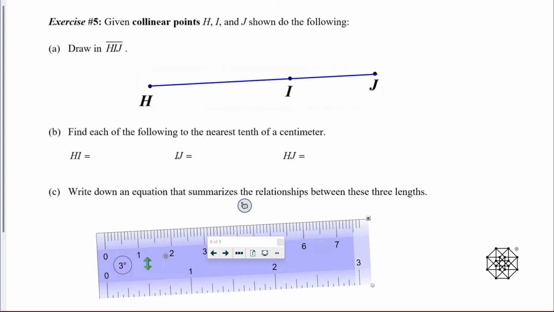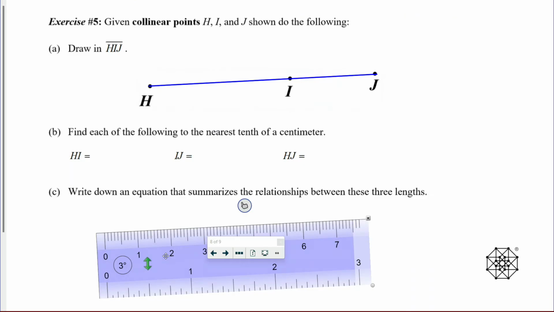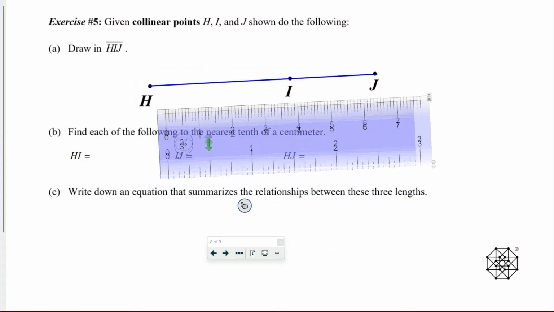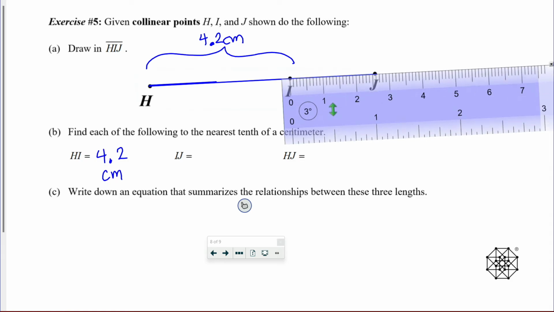Now let's take a look at letter B. Find each of the following to the nearest 1/10 of a centimeter. All right, why don't you pause the video and go ahead and find each one of those distances, slash lengths. All right, well first, let's talk about HI. HI is the distance between point H and point I, and that looks like 4.2 centimeters. I'm going to write it up on my graph itself, 4.2 centimeters. Now for IJ, I'm just going to move my ruler over, and it looks like IJ is 2.6 centimeters. So I'm going to put that up here too, 2.6 centimeters.